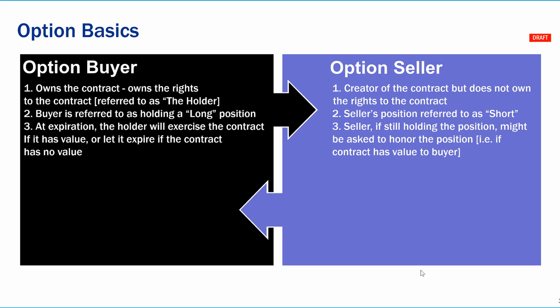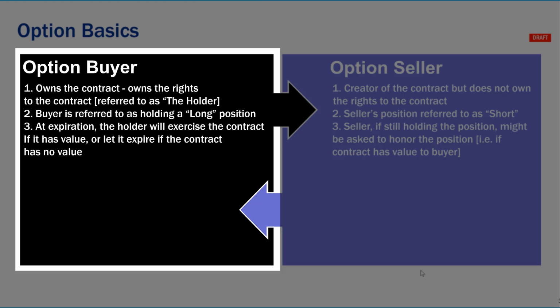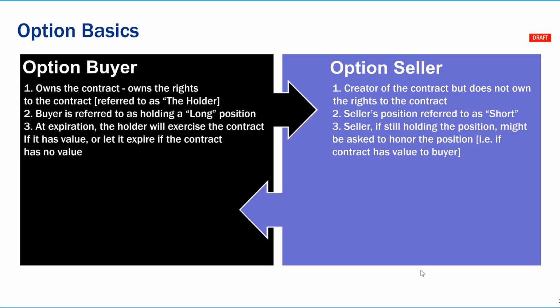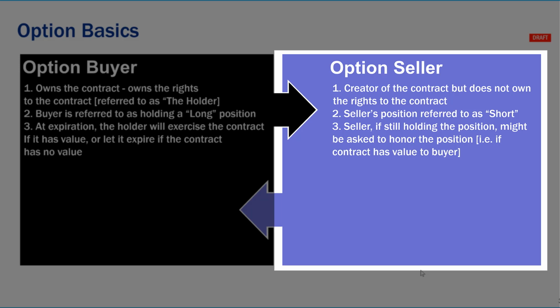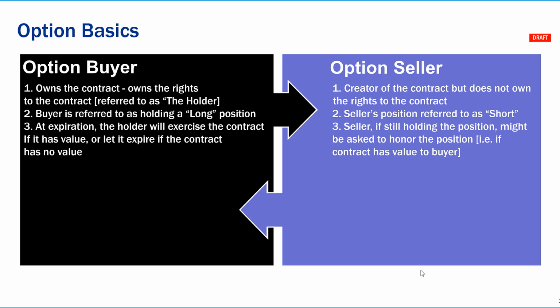So in terms of basics, in every contract you have a buyer and a seller. The option buyer is the individual who owns the rights to the contract. The seller has to abide by that contract within the specified time. So in the example we gave earlier, within 10 days, the buyer has the right to buy a stock at a predetermined price, and the seller has the obligation to sell that stock at that predetermined price.